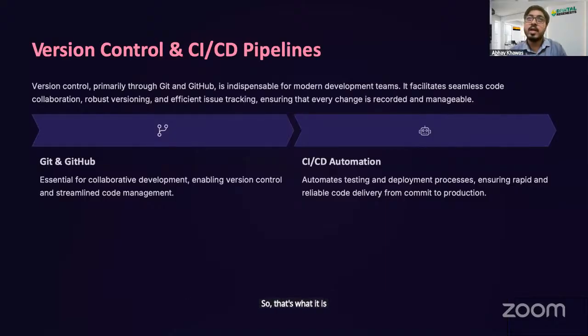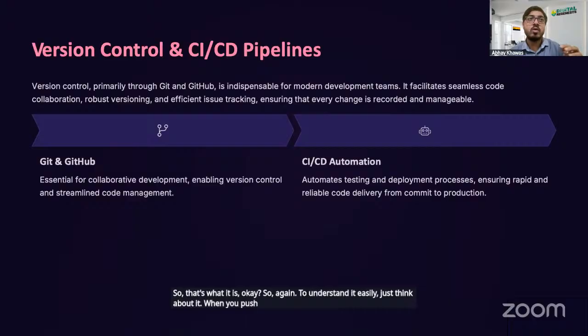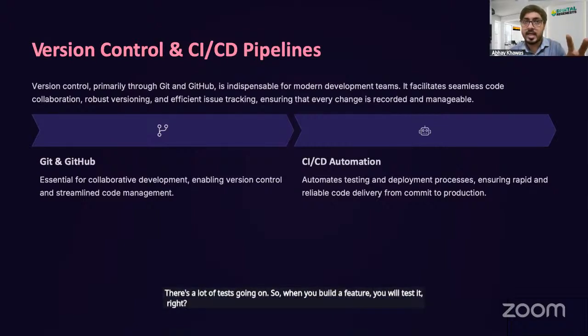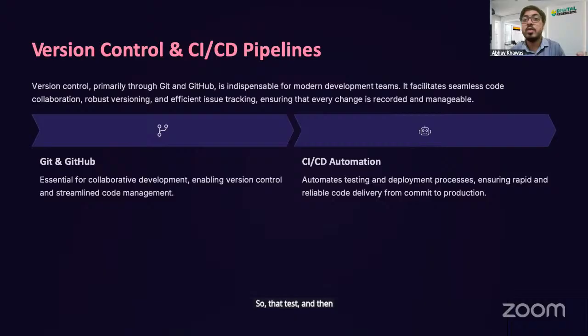Again, to understand it easily, just think about it. When you push code on GitHub, and then you want it to go to production, there are a lot of tests going on. When you build a feature, you will test it, right? So after the test, you want that final code to be on production. All of this we can automate using CI/CD.